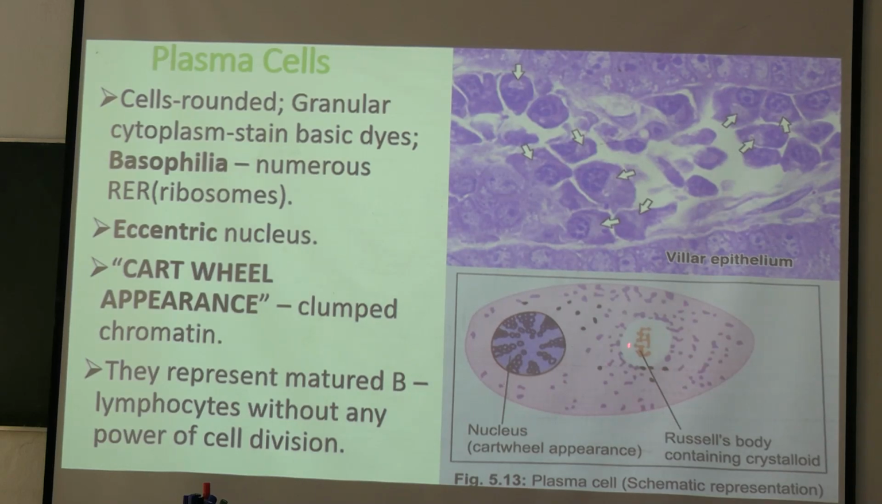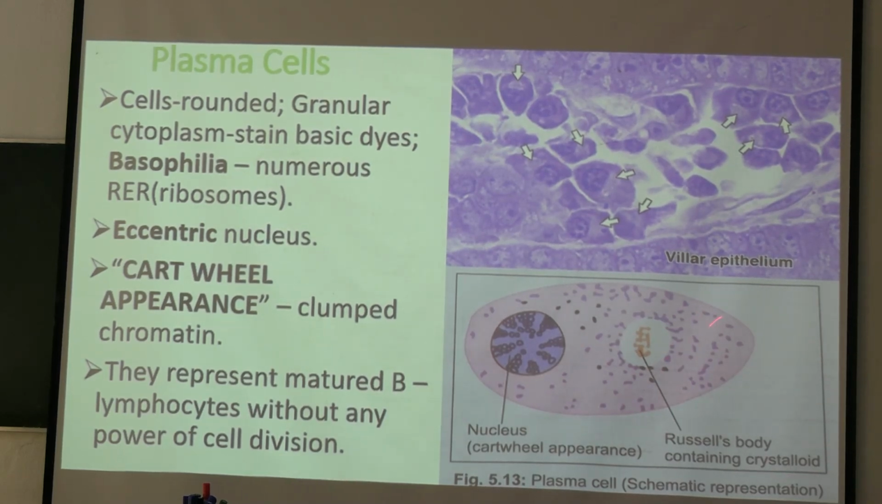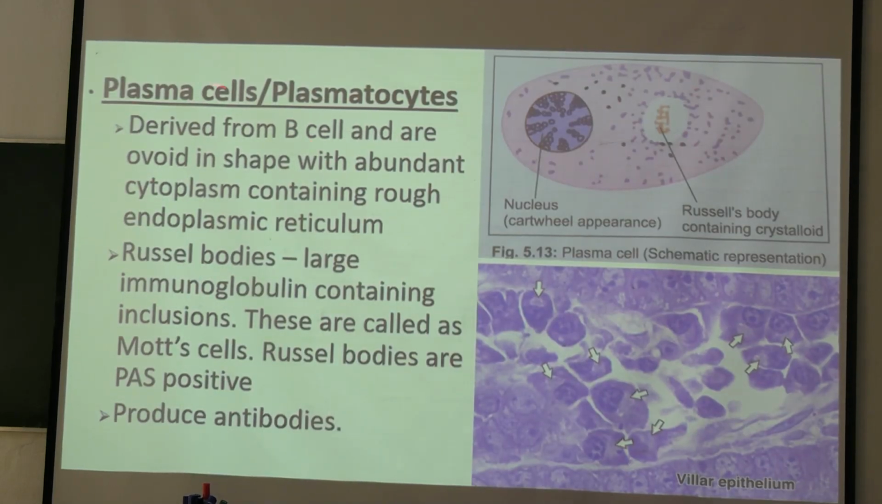Also Russell bodies are present, containing crystalloid. This is also an important feature of plasma cells. Plasma cells, or plasmatocytes, derived from B cells, are ovoid in shape with abundant cytoplasm containing rough endoplasmic reticulum. Russell bodies are present. What is a Russell body? It is a large immunoglobulin containing inclusion body. These cells are called Mott cells. Russell bodies are periodic acid Schiff positive. They are stained with periodic acid Schiff staining.